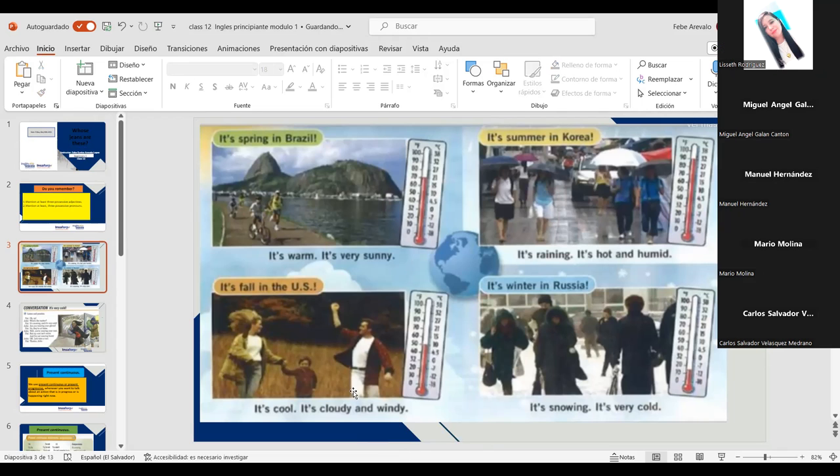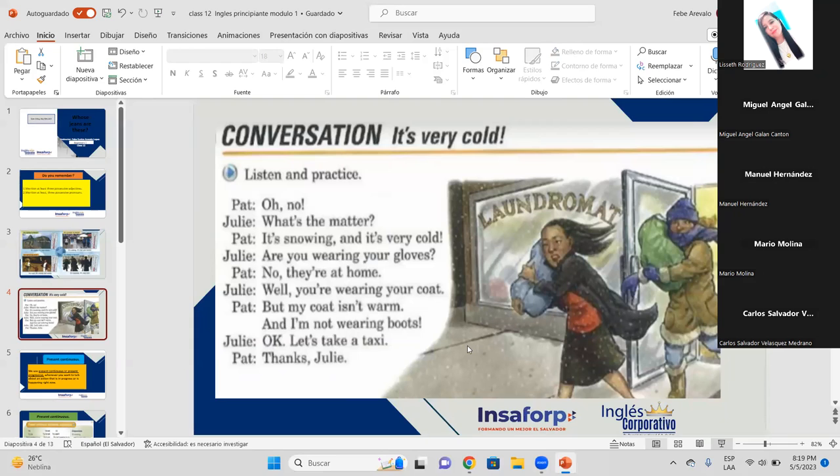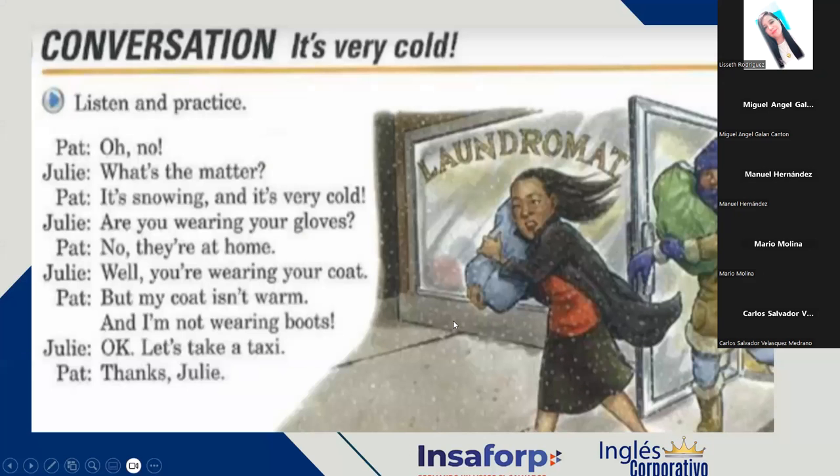So let's move on to a conversation. It's very cold. We have Patty and Julie. Oh, no. What's the matter? It's snowing and it's very cold. Are you wearing your gloves? No, they are home. Well, you're wearing your coat. But my coat isn't warm, and I'm not wearing boots. Okay, let's take a taxi. Thanks, Julie.